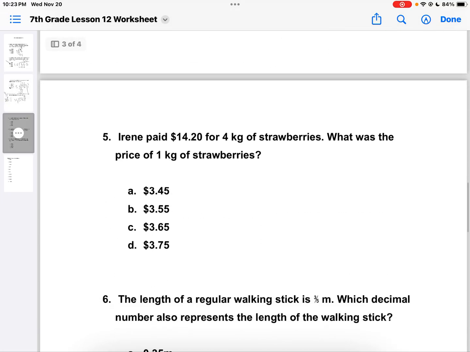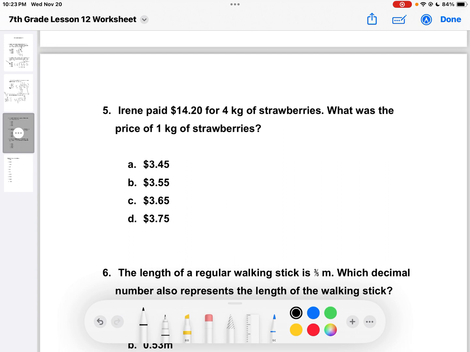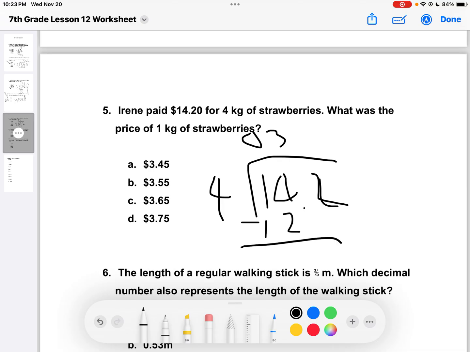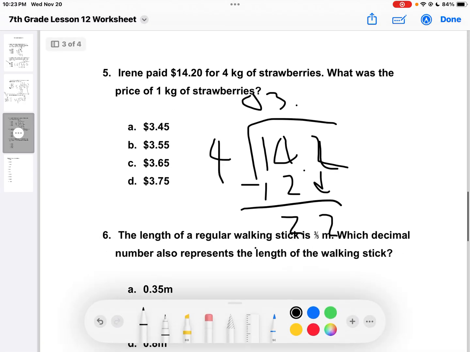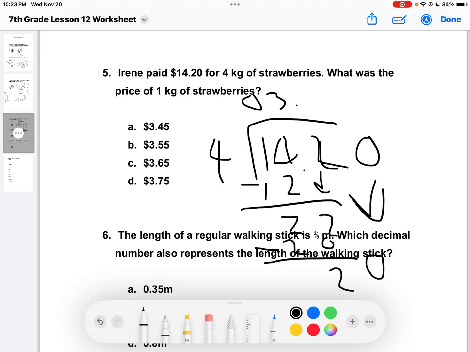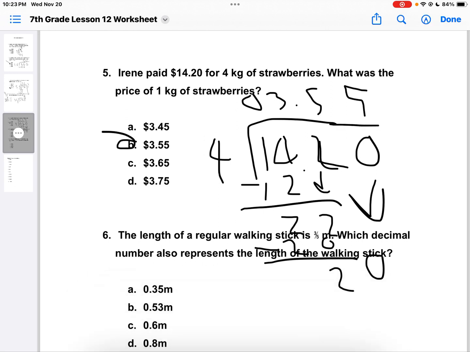Alright, number 5. Irene paid $14.20 for 4 kilograms of strawberries. What was the price of 1 kilogram of strawberries? So we divide 14.2 by 4. 4 goes into 1 0 times. 4 goes into 14 3 times. Minus 12 equals 2. Bring the 2 down. Add a decimal. 4 goes into 22 5 times. Minus 20. Add a 0. Bring it down. And 4 goes into 20 5 times. So it'll be 3.55. So it'll be $3.55.